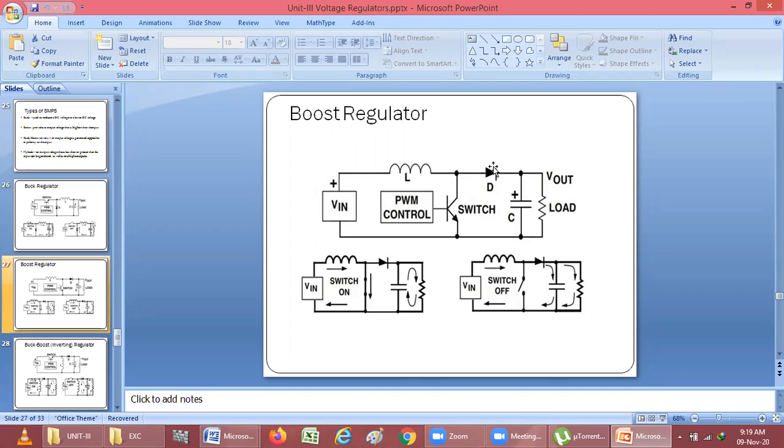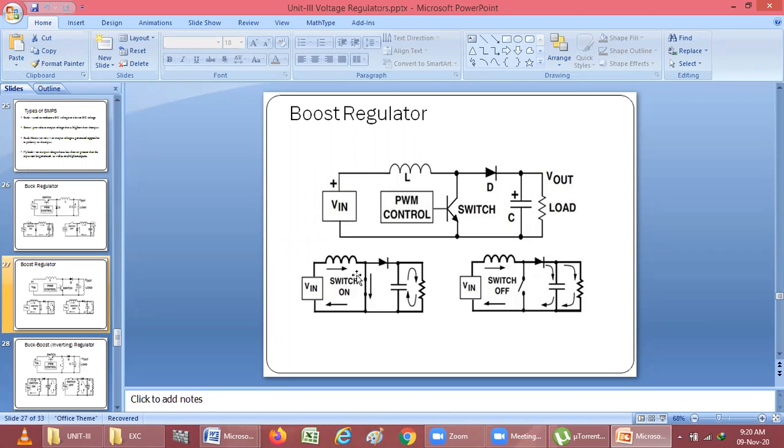So what we can say here is that by using the boost voltage regulator, we can increase the amount of input DC voltage at the output. It means that by using the boost voltage regulator, we will get a higher amount of DC voltage at the output. Here we are giving the input voltage. If the switch becomes closed, at that time it will behave as a short circuit. And if the switch behaves as an open circuit, this current will directly flow to the capacitor.